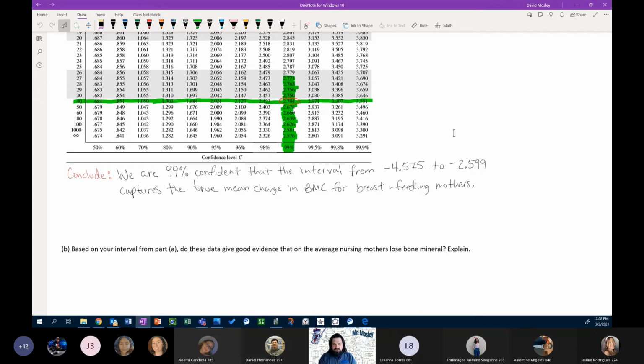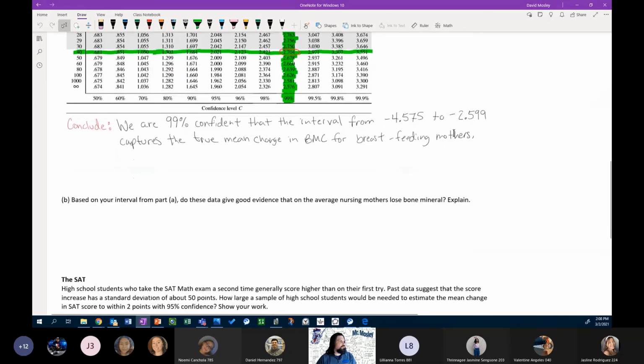So anything I can clarify? Part B here says, based on your interval from part A, do these data give good evidence that on the average nursing mothers lose bone mineral? Explain.